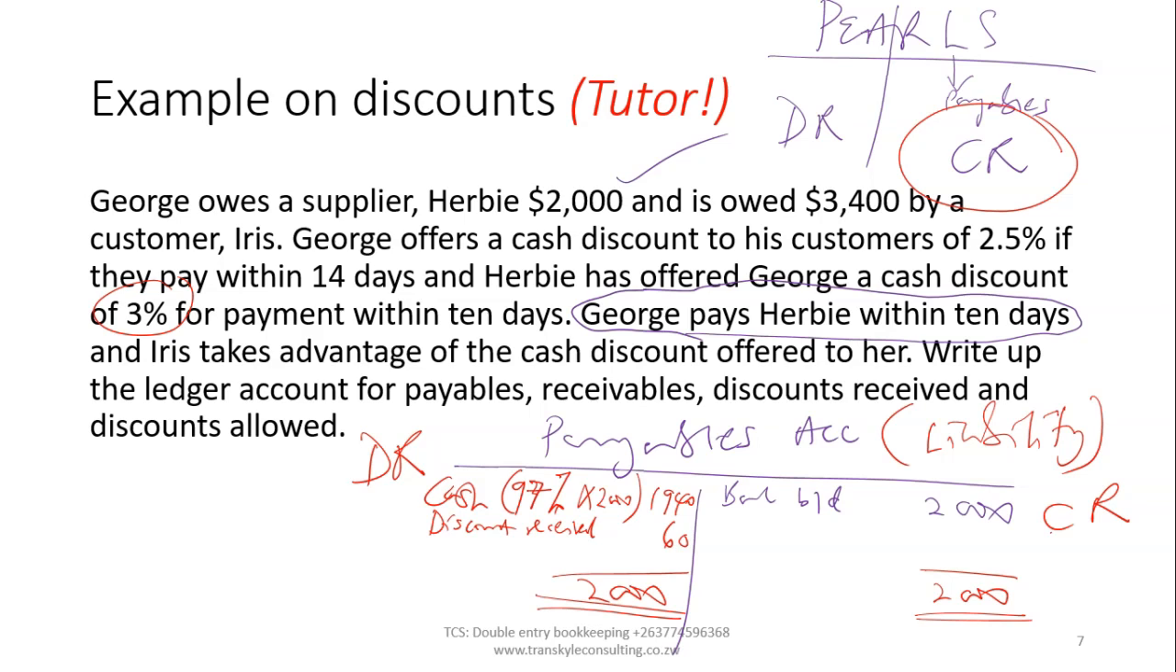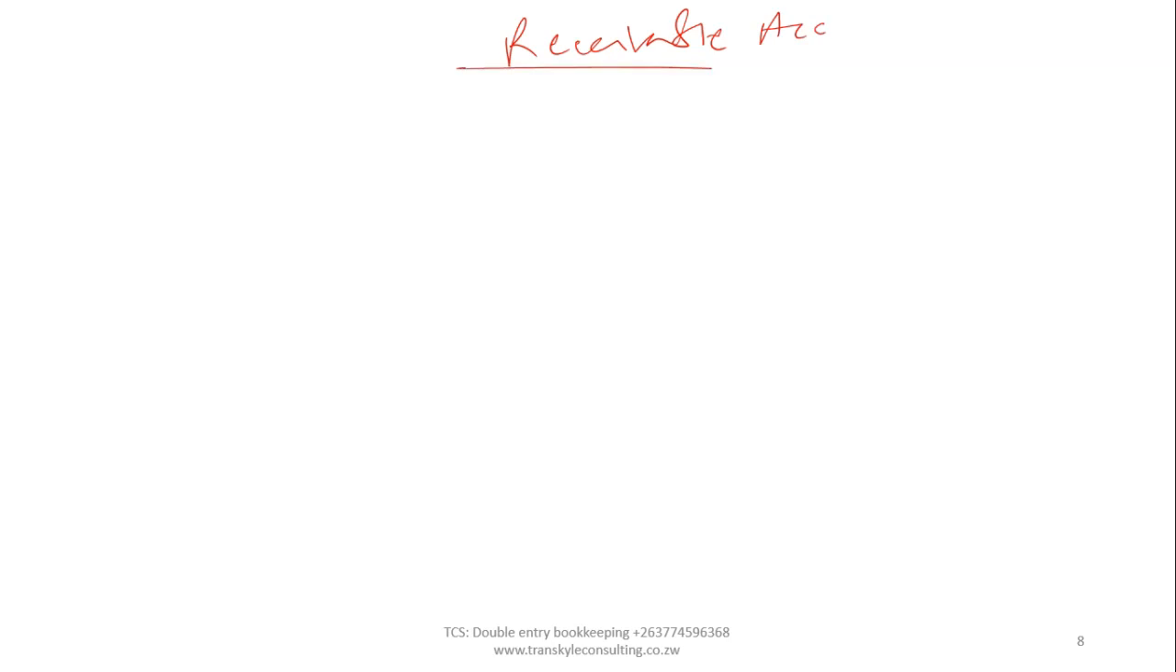So that's the payables ledger account. Let's now do the receivables ledger account. Similarly, we have the debit as well as the credit. Now receivables are by default debits. From our PELs acronym, receivables are assets, so they are debits by default. So there is a balance brought forward on the debit side.